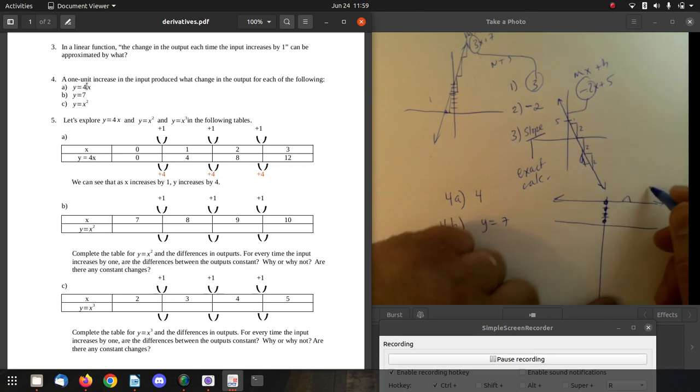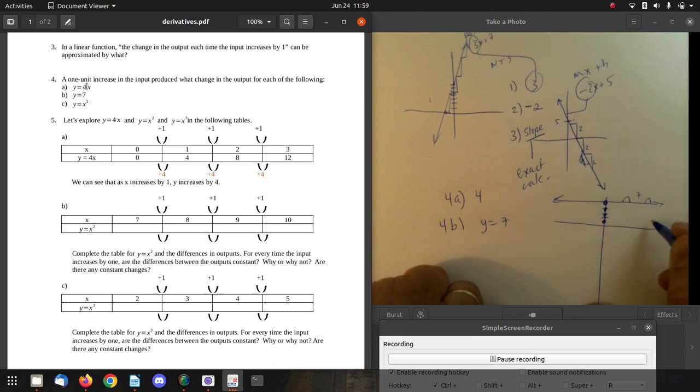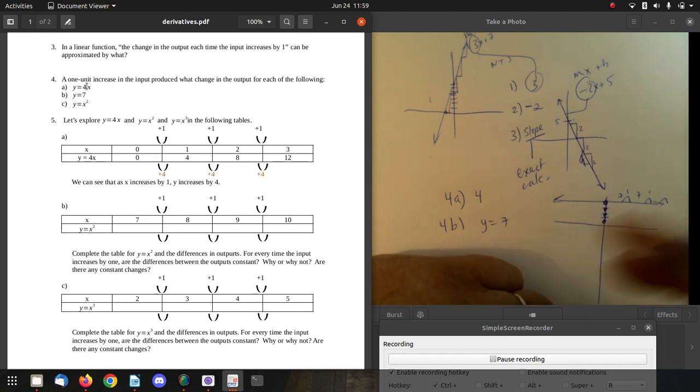There's no change. You're always at a height of 7. You're going to be at a height of 7 over here when you go 1 unit. You're going to be at a height of 7 here, and then a height of 7 there when you go 1 unit. And everywhere you go, you have no change, because that's the definition of a horizontal line, that it has no slope. There is no change.